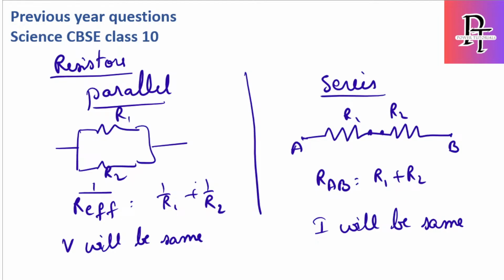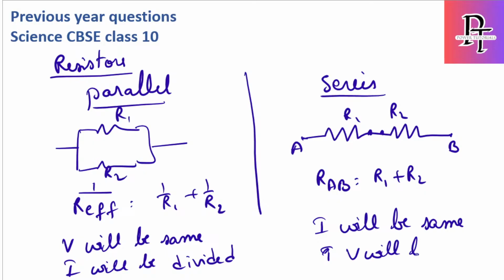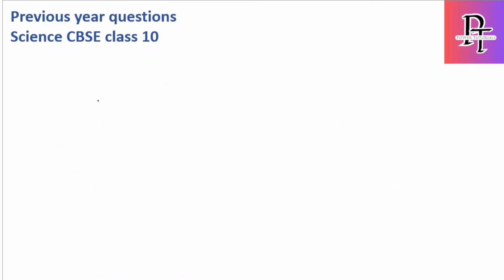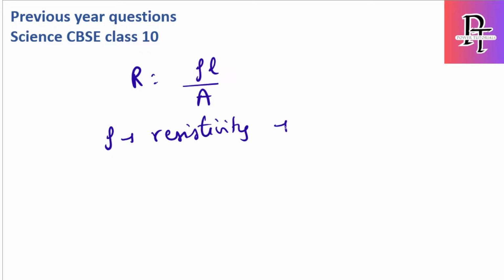Here, current will be distributed or divided, whereas in series, voltage will be divided. So these two are important things you have to remember for parallel and series circuits. And for resistance, we have one more formula, which is R is equal to rho L by A, where rho is resistivity. It only depends upon the material, it does not depend upon any other things. And the unit is ohm meter.